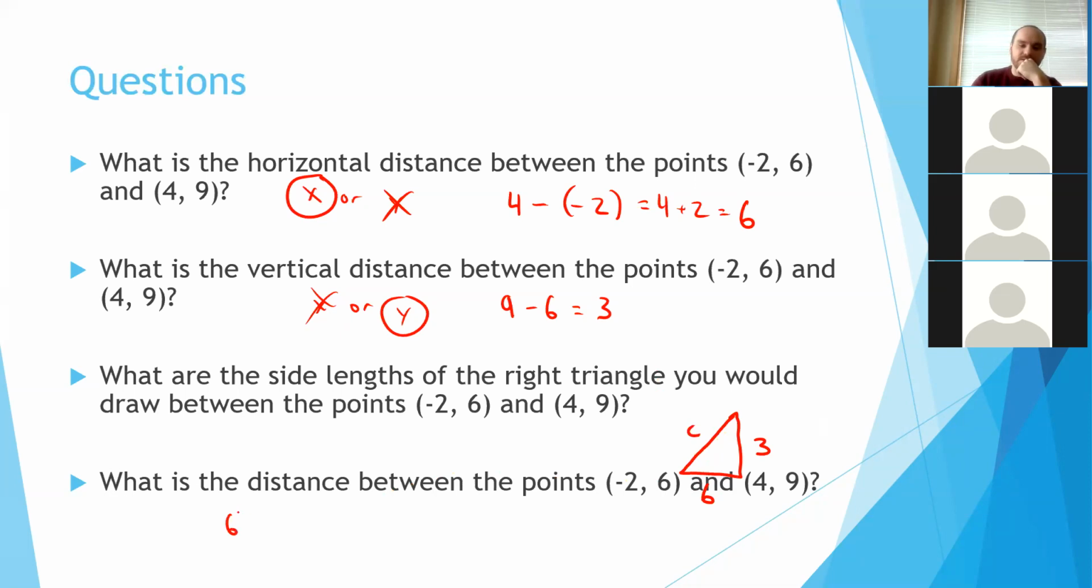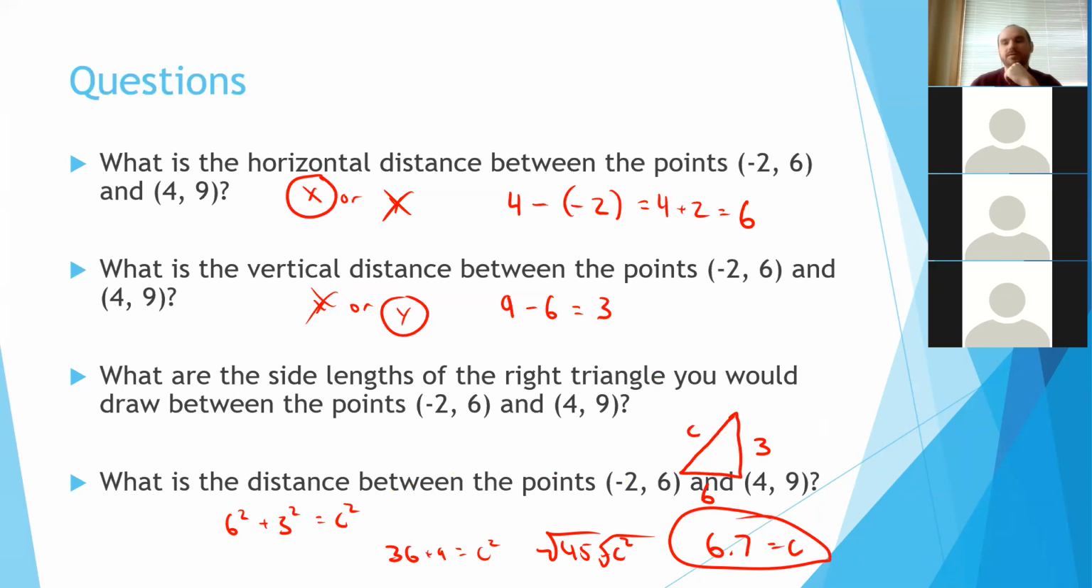So in this case, we'd have 6 squared plus 3 squared equals C squared. That's 36 plus 9 equals C squared. So 45 equals C squared. We take the square root. And I will trust that Pamela got that one right. And we get C equals 6.7. Sounds about right to me. Okay, so we just solved for the distance between these 2 points without ever actually making a graph.